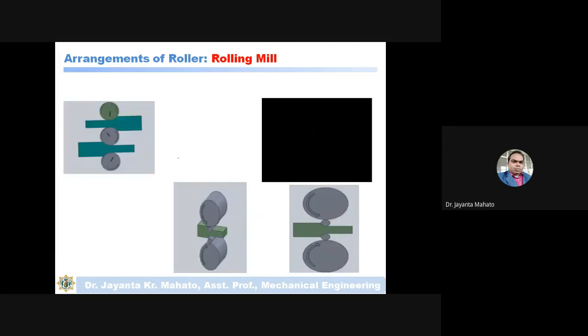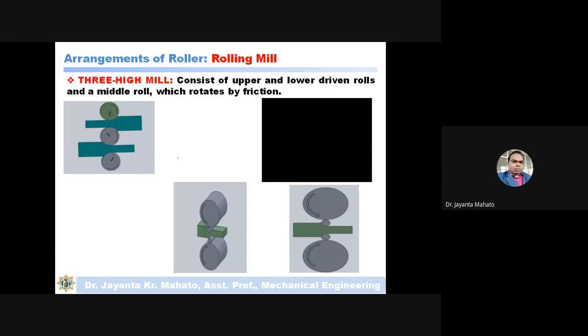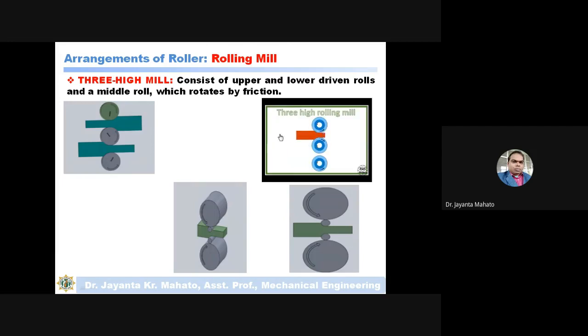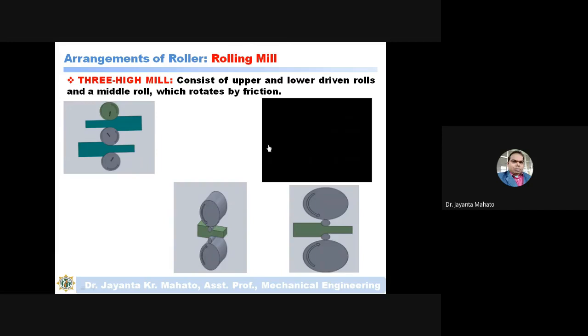Okay. This is actually three high roll mills. So in this case, three rollers are used. So like this, in between two rollers the material gets passed, and again in between two rollers the material is passed. So in a successive way the thickness of the material can be reduced.